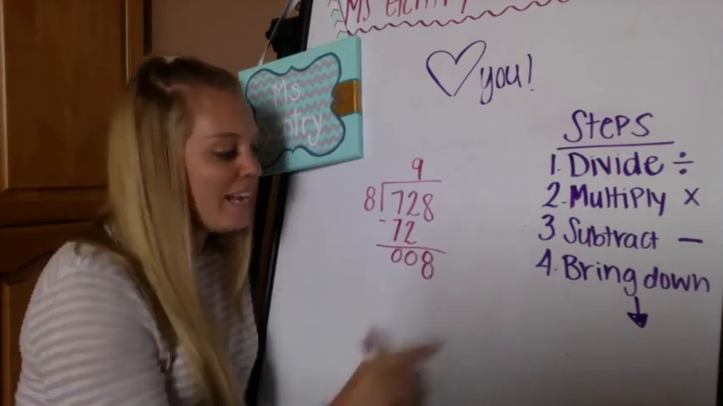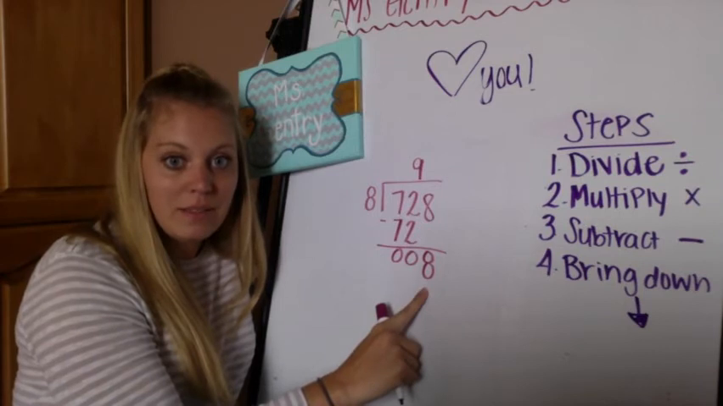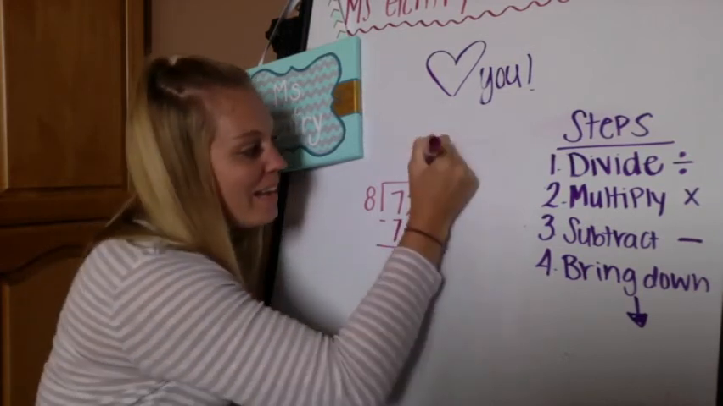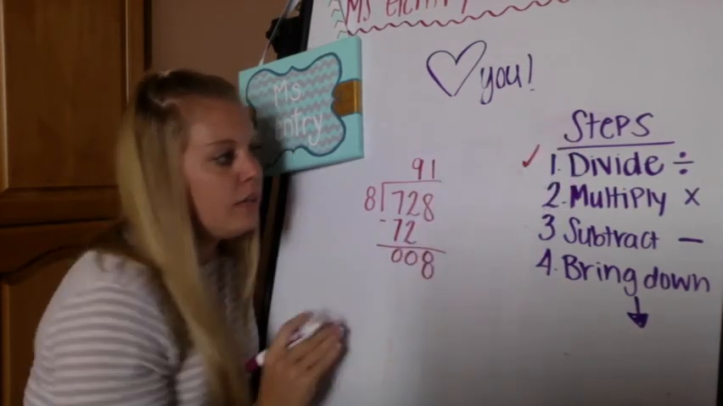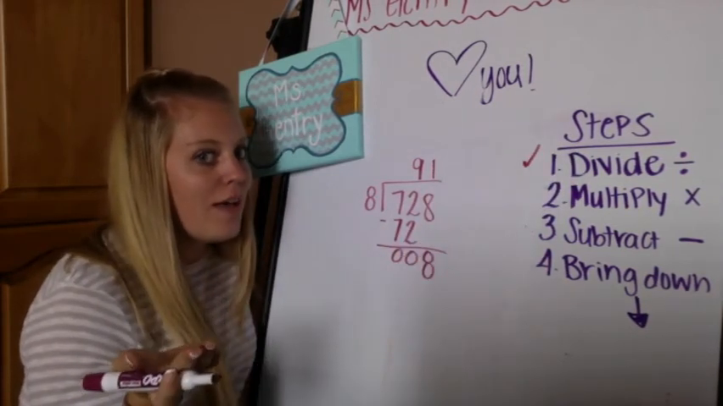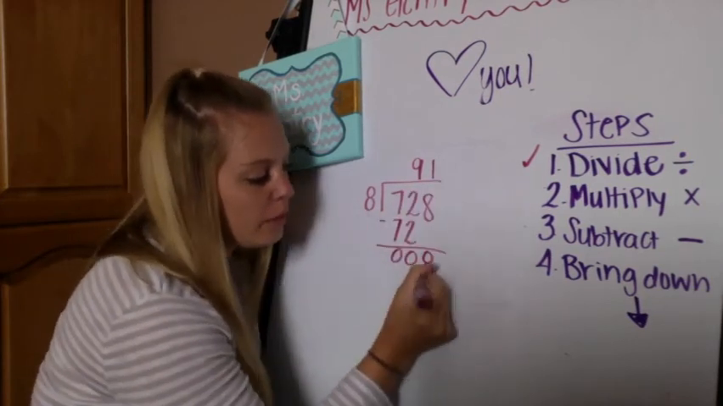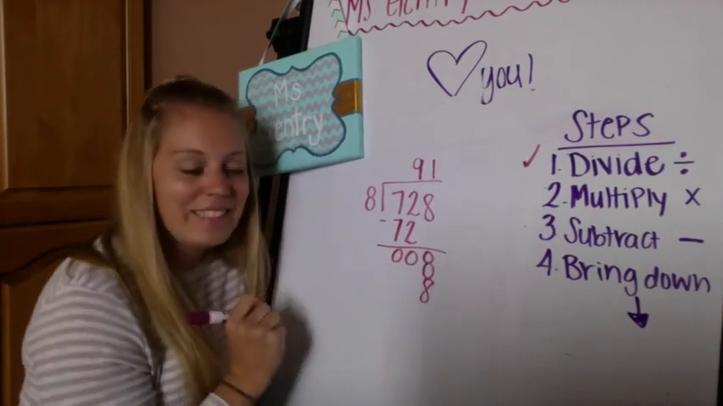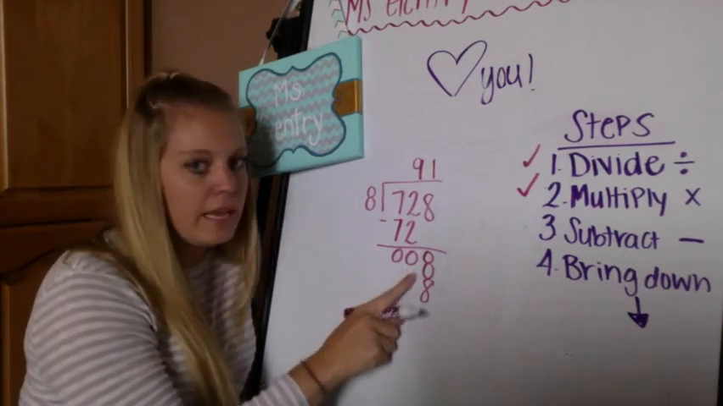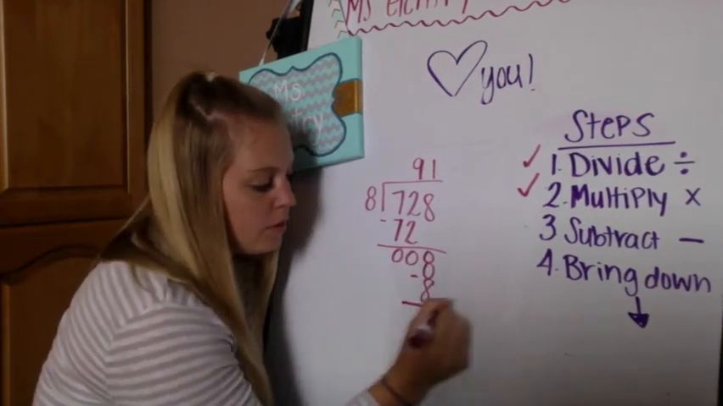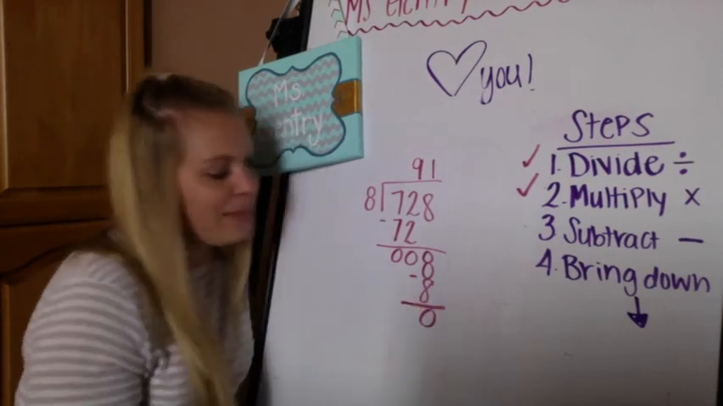We're going to do dividing. So how many times can 8 go into this 8? How many times? Yes, 1 time. 8 can go into 8 1 time. Okay, got it. Divide. Next step is to multiply 1 times 8. 1 times 8 is 8. Good job. Now we're going to subtract. We're going to subtract this 8 minus this 8. 8 minus 8, 0. Good job. Nicely done.